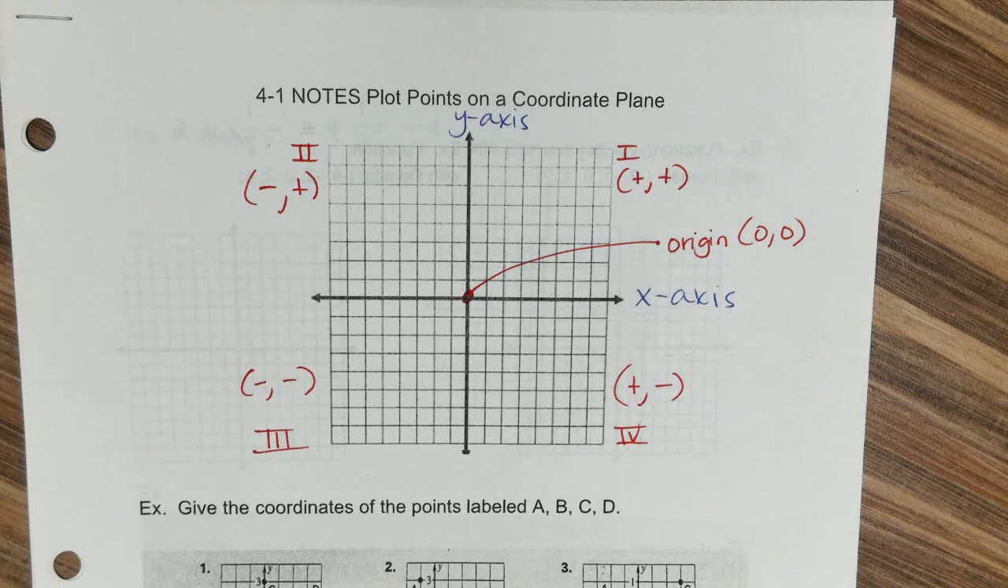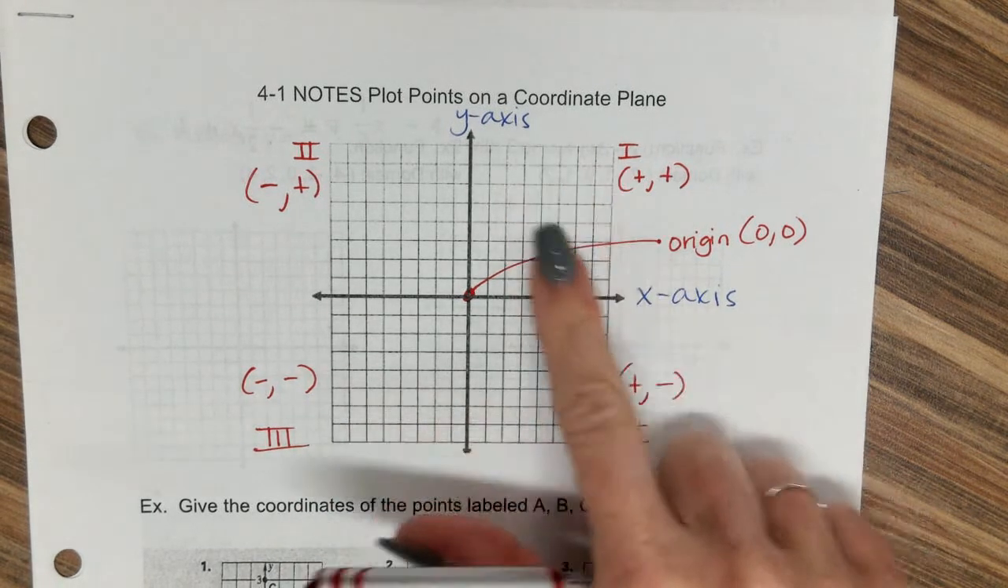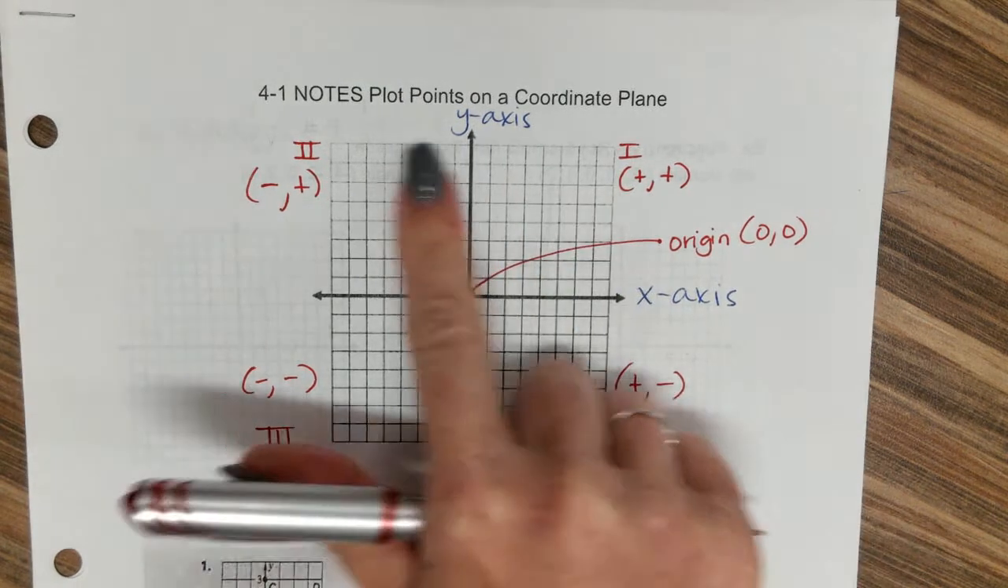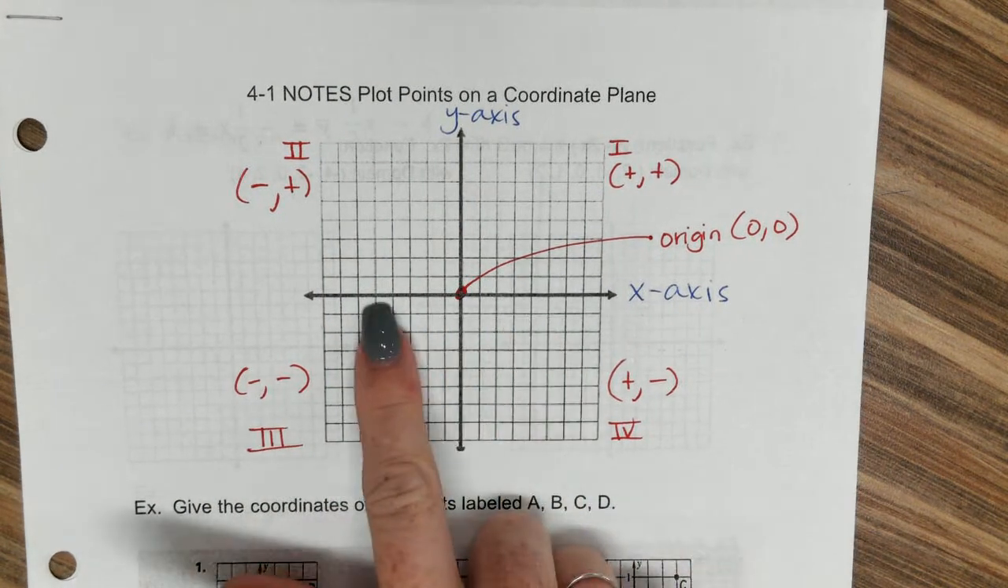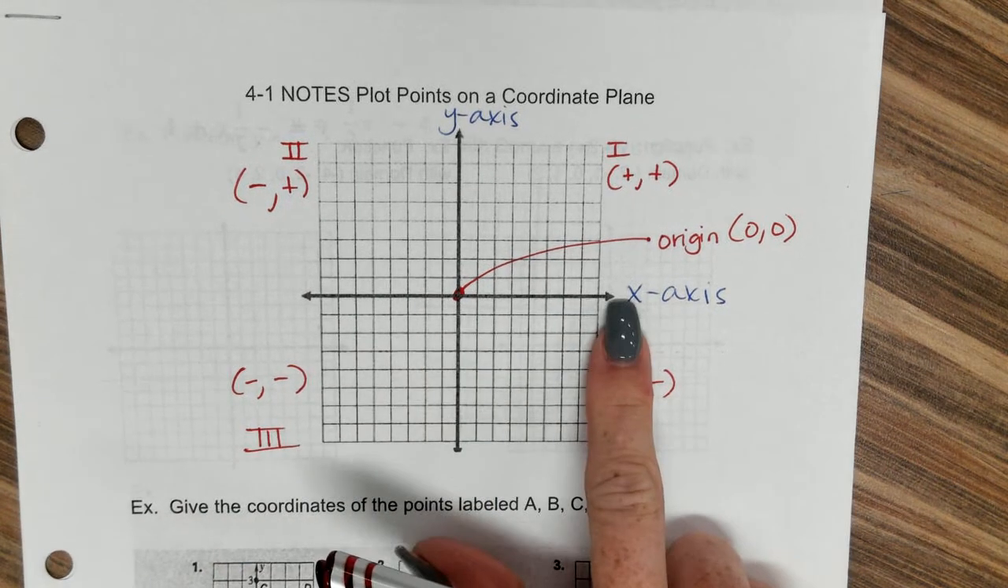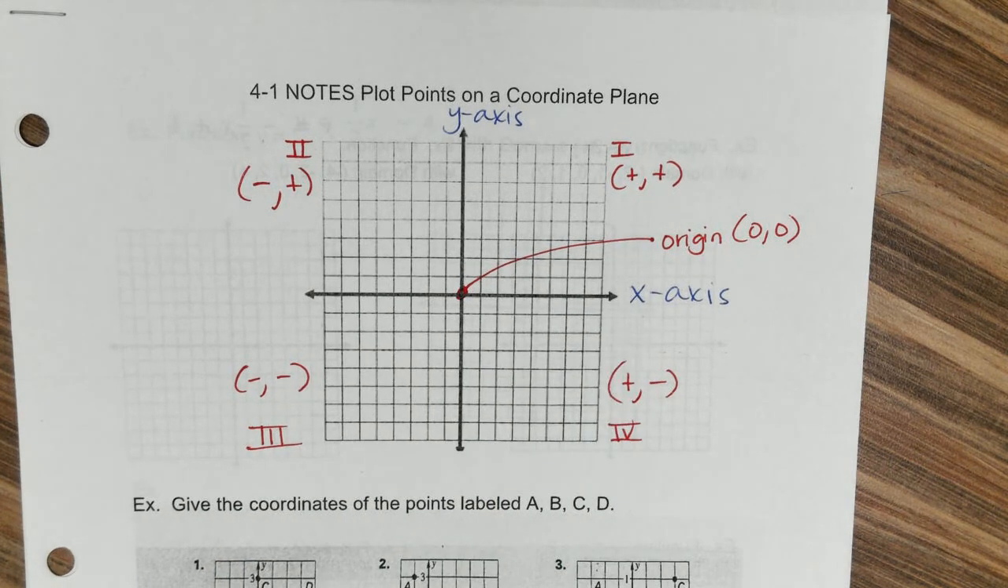So if I ask you where a coordinate is located, if it's anywhere here, it's in quadrant 1. If it's anywhere here, quadrant 2, here 3, here 4. But if it falls on the x-axis, you would say the location is on the x-axis. Does that make sense? It's not in a quadrant. It's on the x-axis, and same for if it falls on the y-axis.